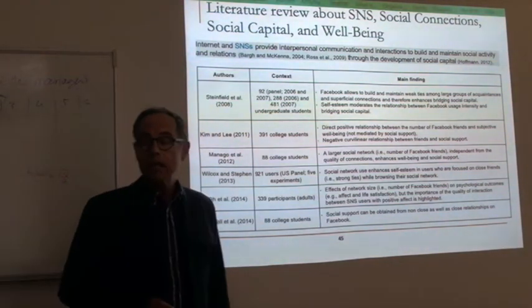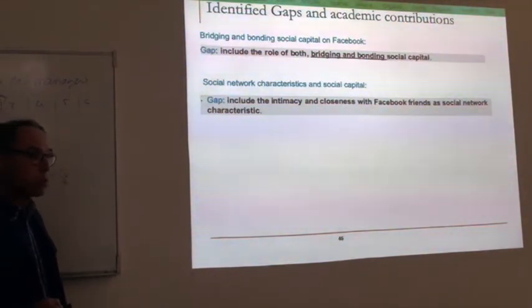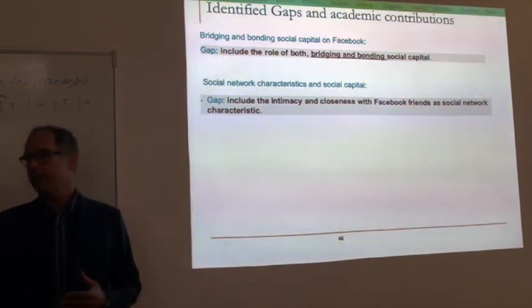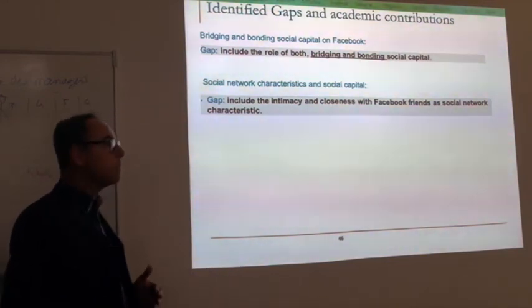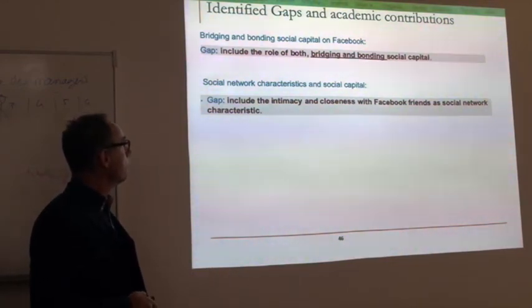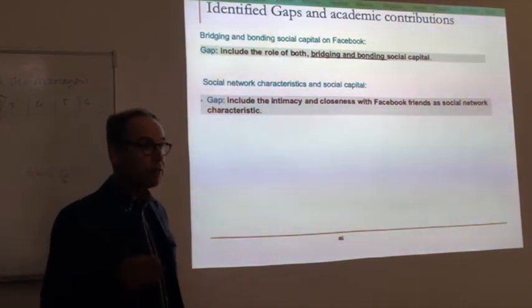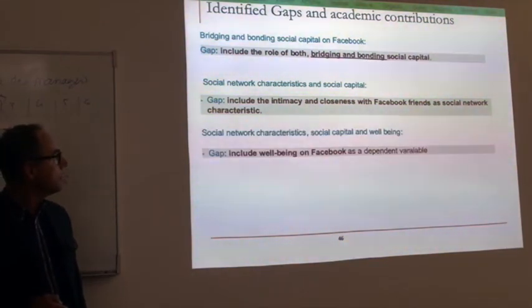And second, another gap is that there are two facets. We include both bridging and bonding social capital. Bonding are very close links and bridging are very loose links. So we include both facets, whereas most research only includes one of these facets. We included an intimacy and closeness index with friends in order to see if the impact varies according to the intimacy we have with friends on social media.